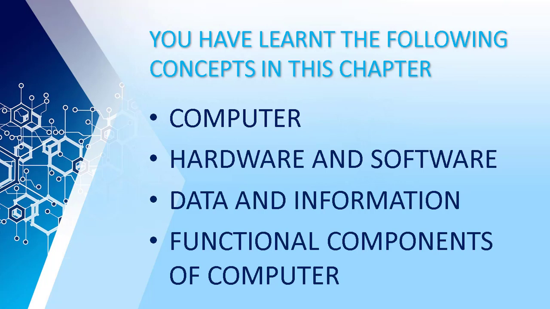Hardware and software. Hardware is a physical component. For example, a mouse is a hardware, the keyboard is a hardware. Software is a set of instructions or program. Data and information. In today's class, I told you about the data and information. Data is a collection of raw facts or figures. Information is processed data with meaningful information.